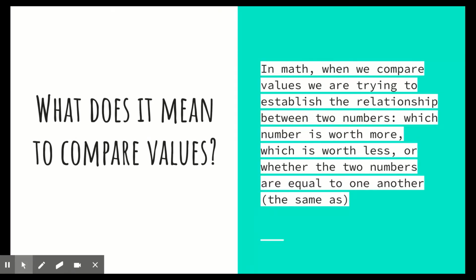What does it mean to compare values? In math, when we compare values, we are trying to establish the relationship between two numbers. Which number is more, which number is less, or whether the two numbers are equal to or the same as, okay? So when you're comparing two numbers, it's always one of those three. It's always one number is worth more, one number is worth less, and sometimes the two numbers equal out and everything's okay.